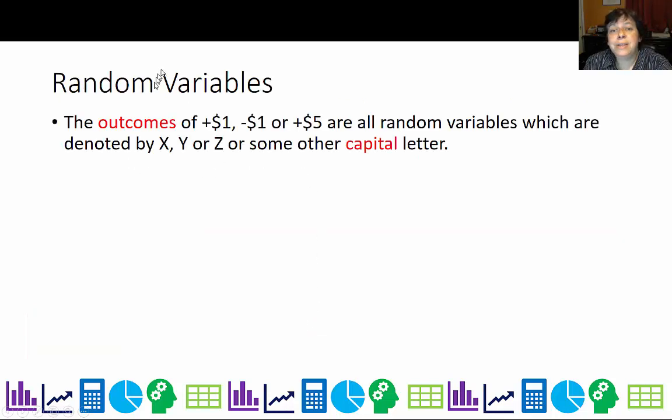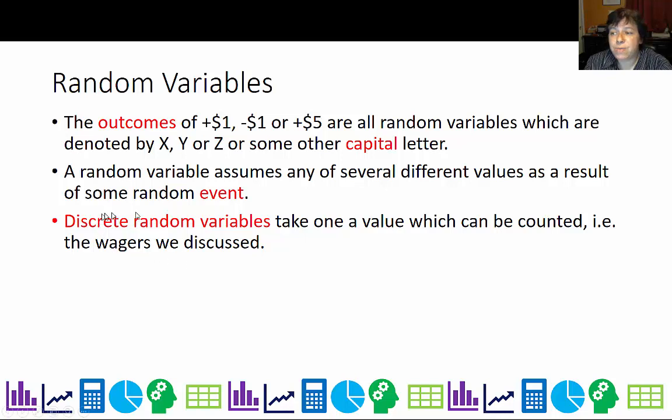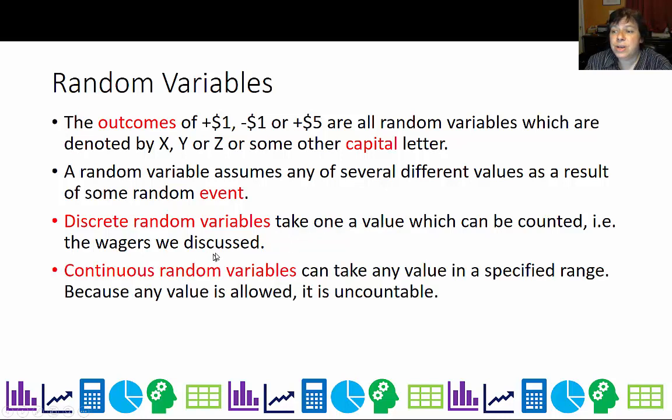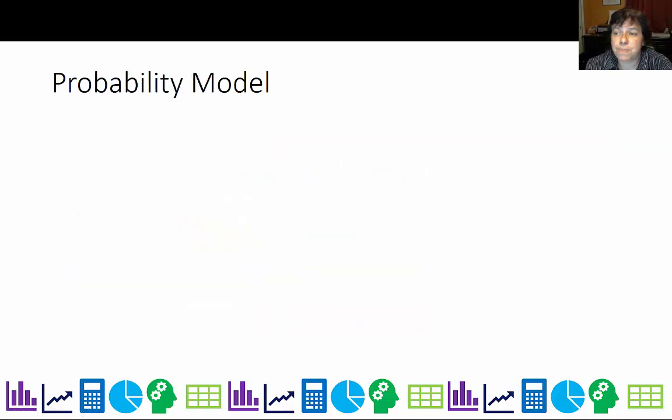So what are random variables? Basically, they're the outcomes of like +1 or -1 or +5. They're typically denoted by X, Y, or Z, or some other capital letter. Now, a random variable assumes any of several different values as a result of some random event. A discrete random variable can just take on specific values. It can't take on a continuous range like continuous random variables. Discrete random variables might be like payouts, whereas a continuous random variable maybe is like a weight, which could be anywhere. Applications include games of chance, insurance, the stock market, and so forth.